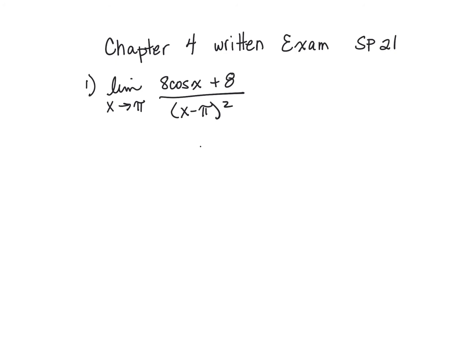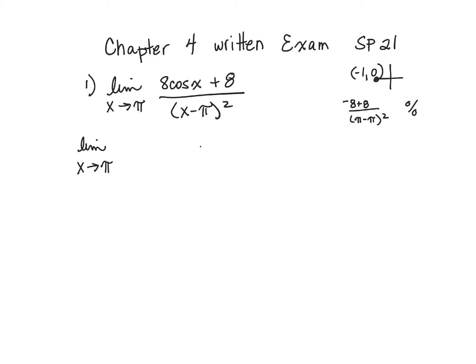The first question was the limit as x approaches pi of (8 cos x + 8) divided by (x - pi) squared. Since pi is at the point (-1, 0) on the unit circle, and cosine is the x coordinate, which is -1, if you plugged it in you'd get -8 plus 8 on top, and on the bottom pi minus pi squared. So this is of the form 0 over 0, which means we can apply L'Hopital's rule.